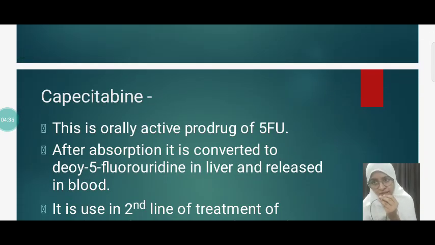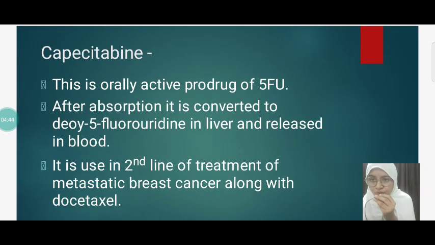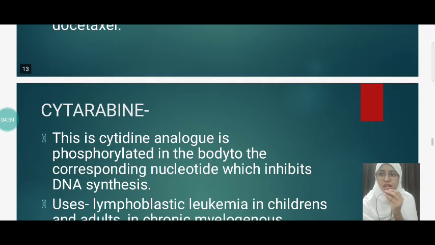Next is capecitabine. It is an orally active product of 5-FU, means it is orally active. After absorption, it is converted to deoxy-5-fluorouridine in the liver and then it is released in the blood. It is used in the second line of treatment of metastatic breast cancer along with docetaxel.